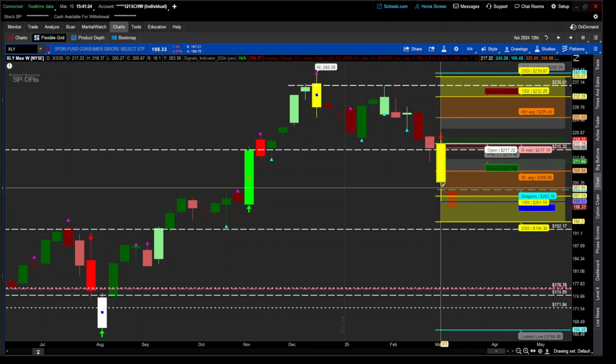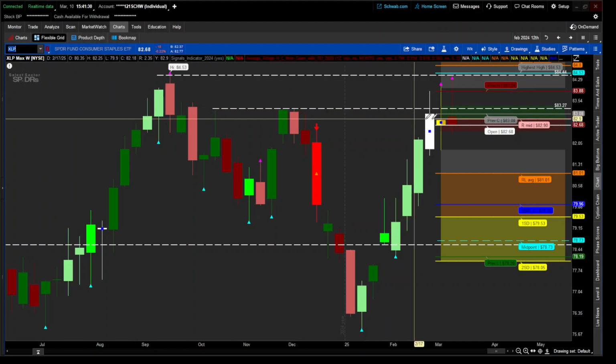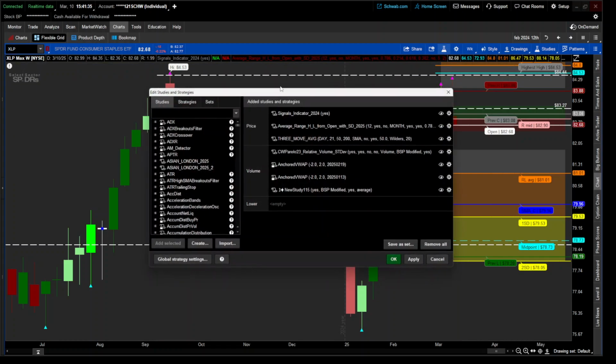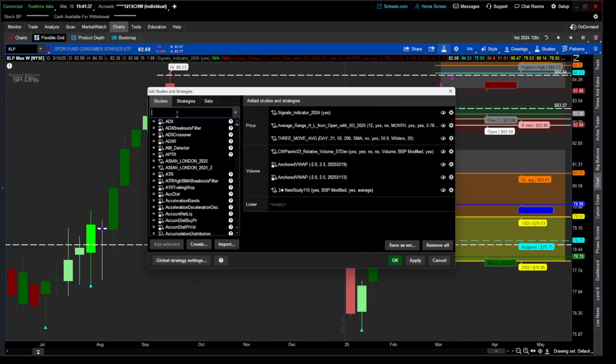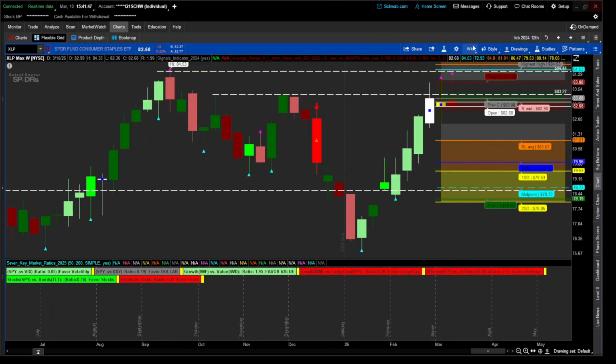So it's been selling ever since then. If you compare that back to XLP, which is constantly pushing up, it's kind of sort of finding resistance. And one of the other things I wanted to show you was this indicator, seven key market ratios. It's not complete, so when it's complete, I'm going to have to go off of this weekly chart.